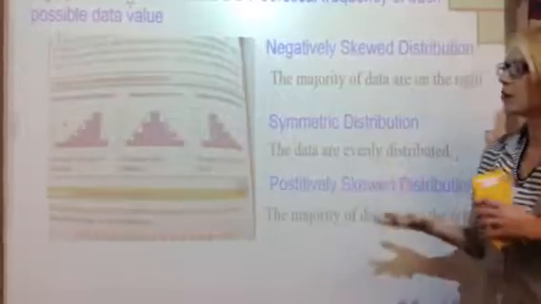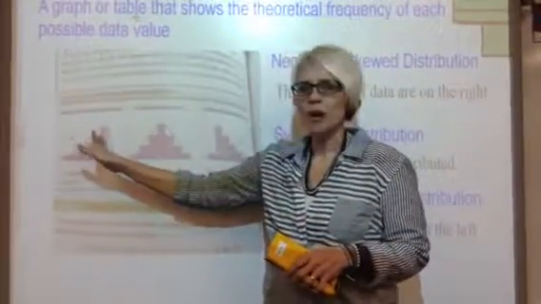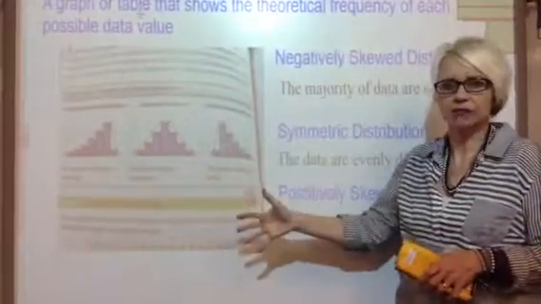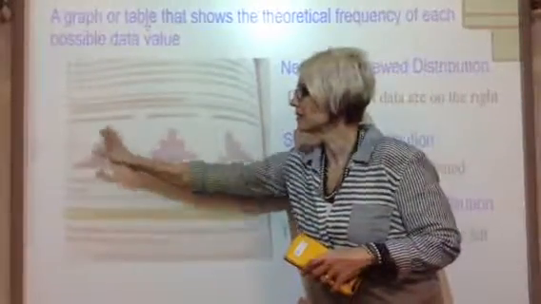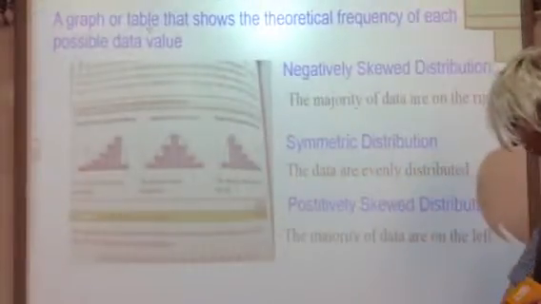So you can think about a way to remember this. You can think negatively when you have to wait a long time to get to all the data, and it's positive because you get all the data first. Think of a way to remember that, because negative is where you have most of the data at the end, and positive is where you have most of the data at the beginning.